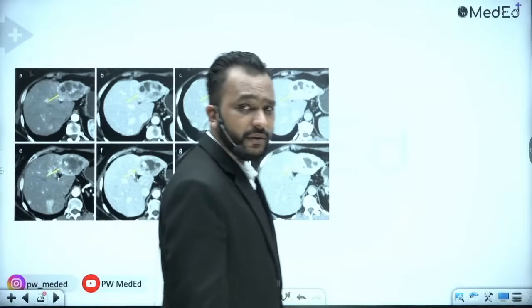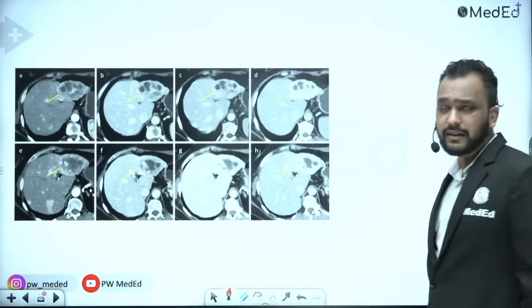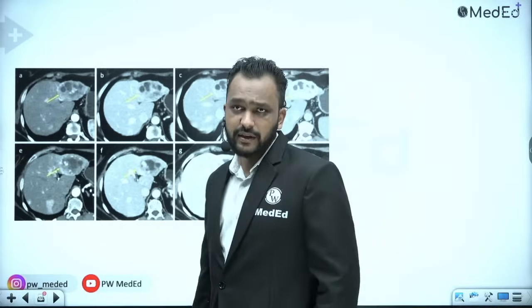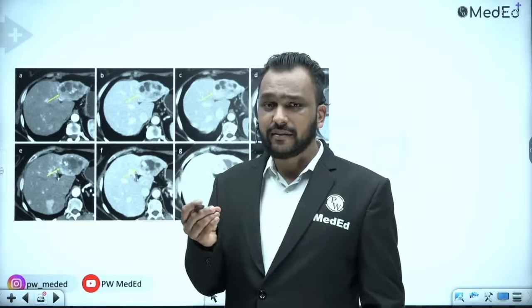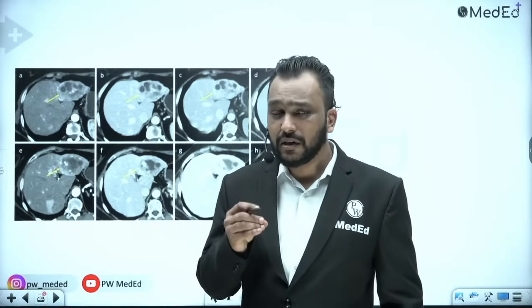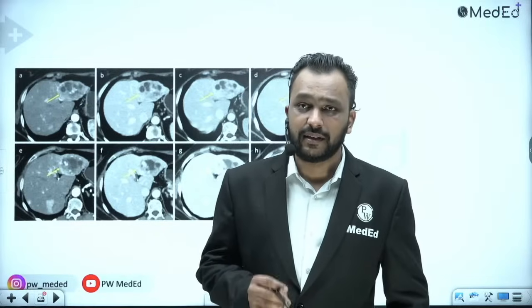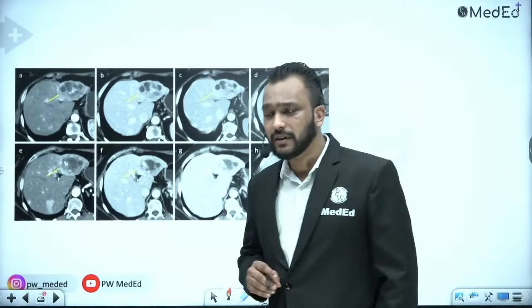So let us have a look. Ultrasound will be the investigation of choice for hydatid cyst, because these septations will be seen very well on ultrasound. These septations are not very well seen on the CECT image. That is why for hydatid cyst, ultrasound will be the imaging modality of choice.